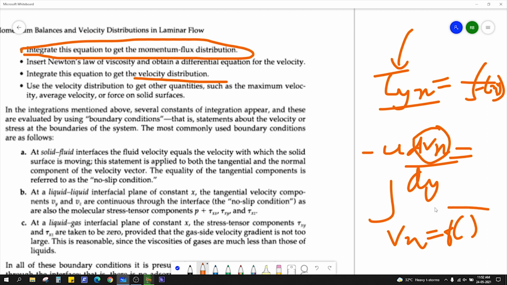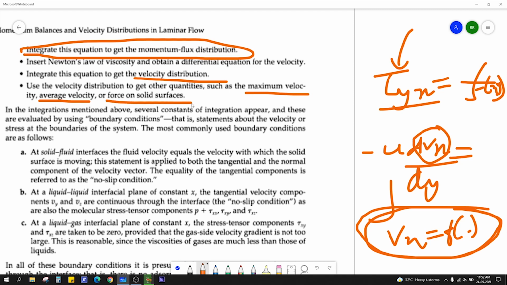Once you get the velocity distribution, you can get other parameters as well. You can get the maximum velocity, right? You can get the average velocity. You can calculate the force on the solid surface. You can calculate the mass flow rate, okay, and so on.